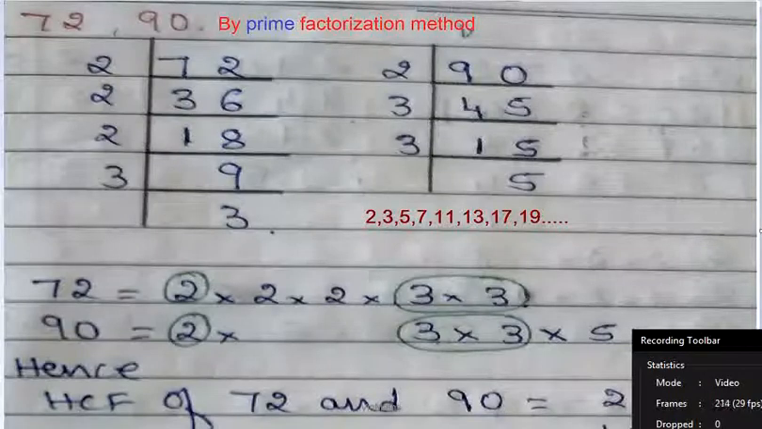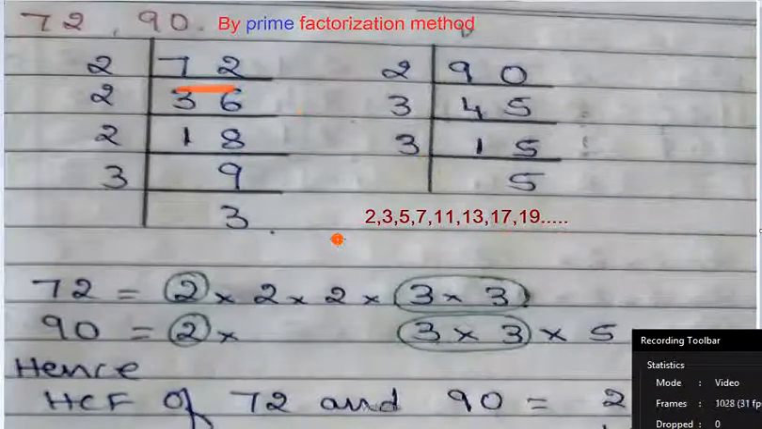Namaste students. In this video, we'll see how to find the HCF of 72 and 90 by the prime factorization method. We know that prime factorization means expressing a given number as a product of prime numbers. Hence, I wrote here all the prime numbers less than 20, and we need to express these two given numbers as a product of these primes.